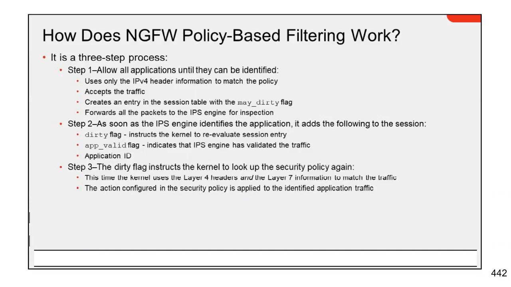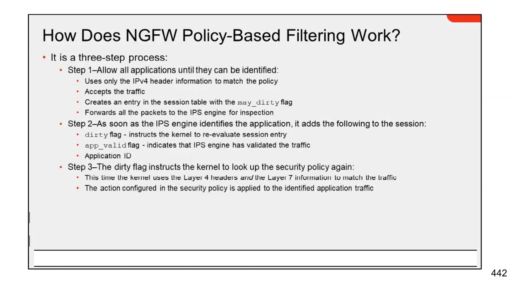Okay, so how does this thing work? One is that FortiOS will allow the traffic while forwarding the packets to the IPS engine for inspection and identification of the traffic. At the same time, it will add an entry in the session table. Okay. Step 2, as soon as the IPS engine identifies the application, it updates the session entry with the following information: the dirty flag or app valid flag, and an application ID. This is added because it identifies that this traffic is part of this application and all that stuff, so it's going to add that particular flag as well.